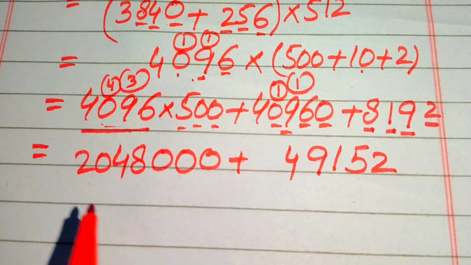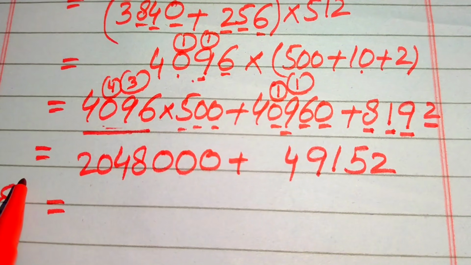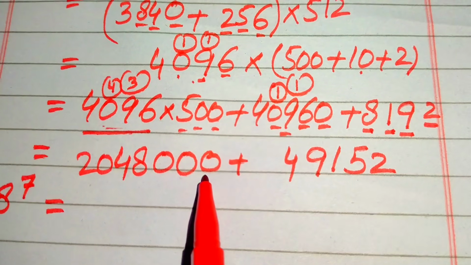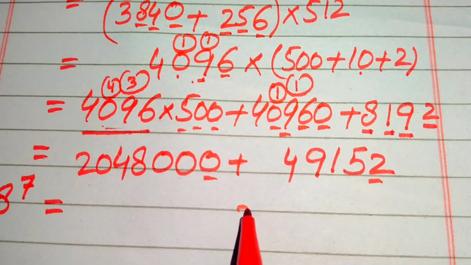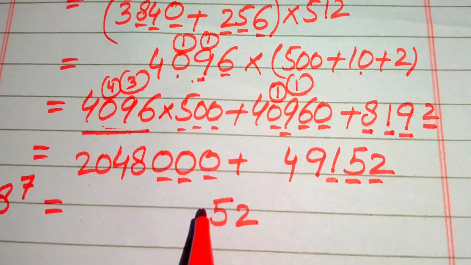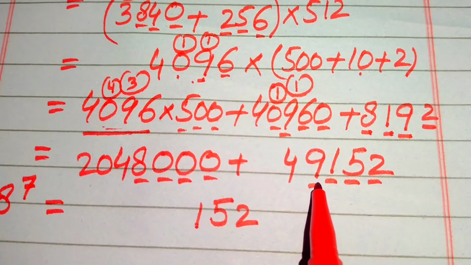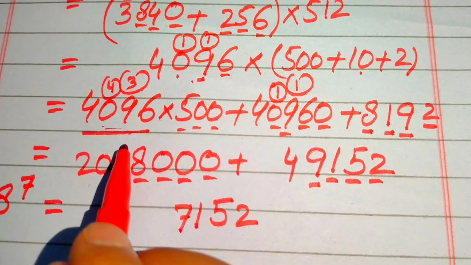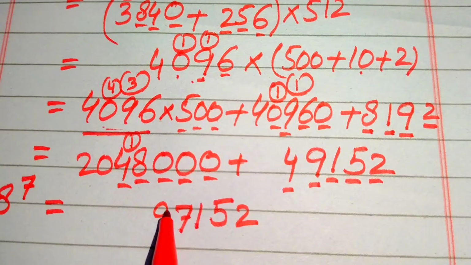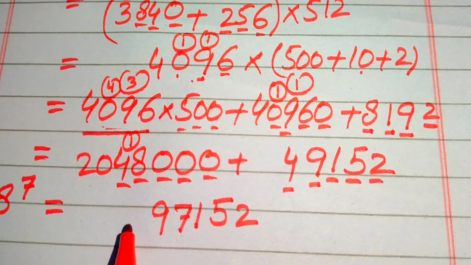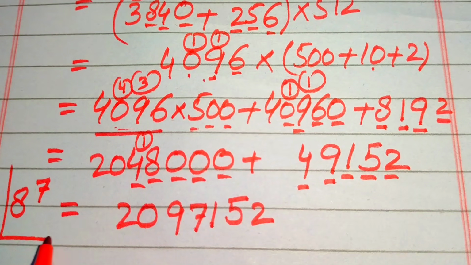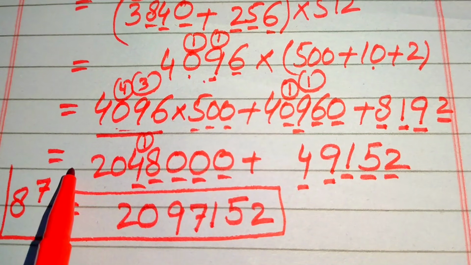So in the next step we sum up both of these two values and we get the power 8 to the power of 7. So we have 0 plus 2 becomes here 2, and 0 plus 5 becomes 5. 0 plus 1 becomes 1. 8 plus 9 becomes 17. We write 7 and carry 1. So 4 plus 4 becomes 8. 8 plus 1 becomes 9, and we get the remaining values are 2 and 0. So this is the value of 8 to the power of 7.